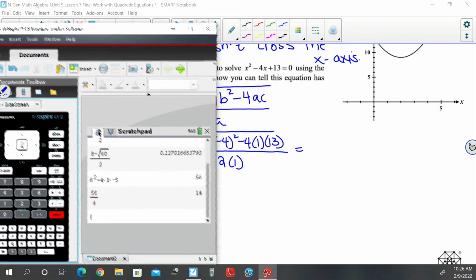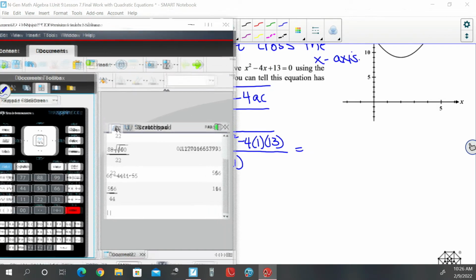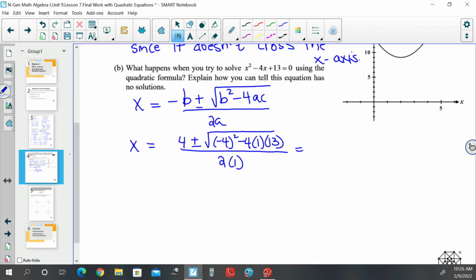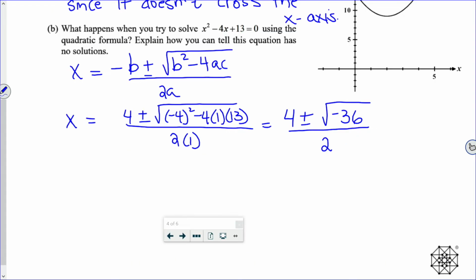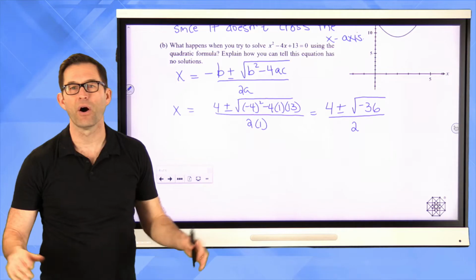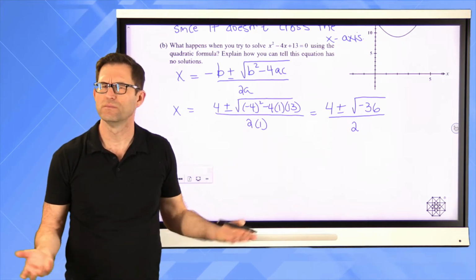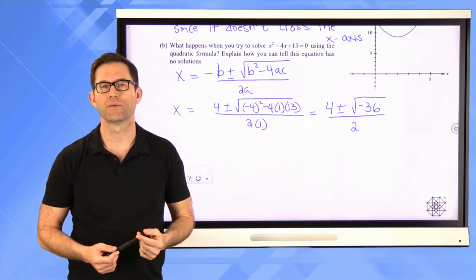So what do I have? I've got negative 4 squared minus 4 times 1 times 13. That seems fine. I get negative 36 under the square root. So I'll get 4 plus or minus the square root of negative 36 all divided by 2. All right, let's go now to our full screen. And let's pause for a minute, right? Here are my solutions, right? So what? Why can't I finish, right?